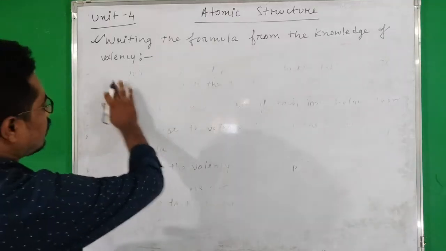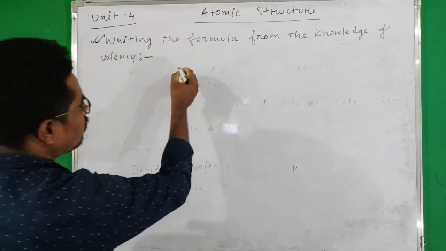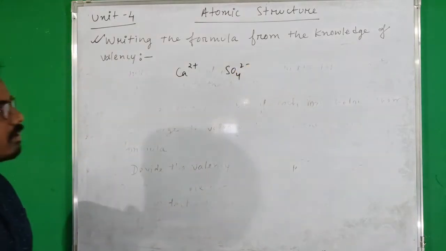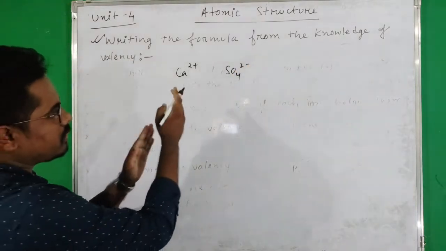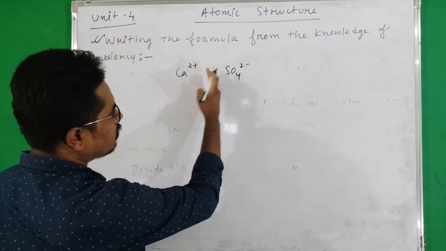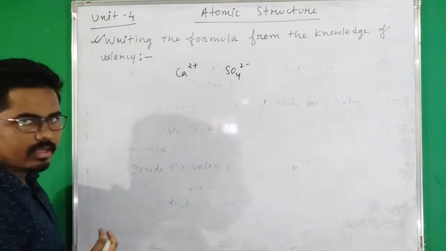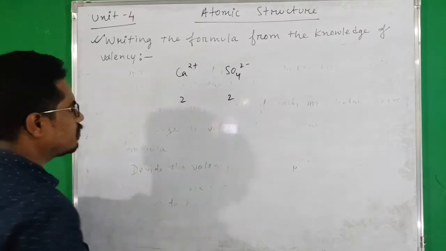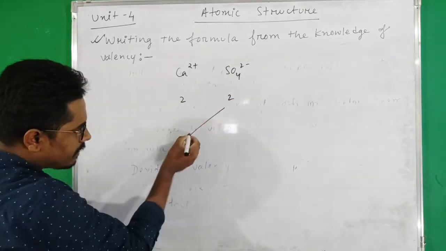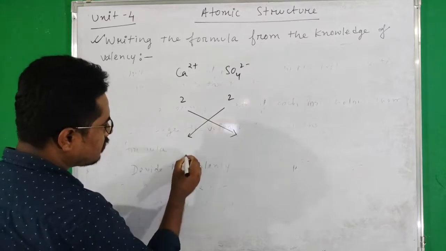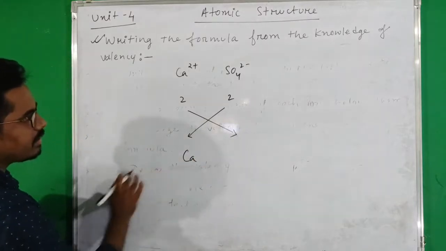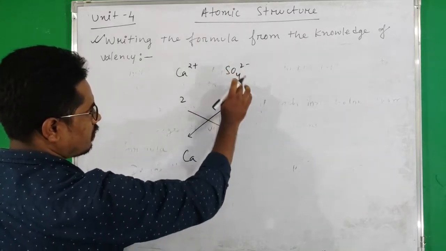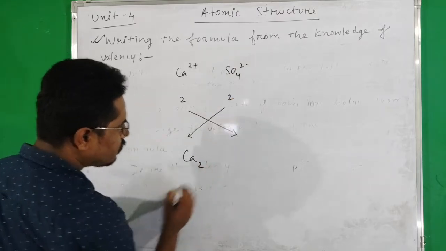Okay, now let's take example of the compound formed by Ca2+ and SO4 2-. So you have to write the positive ion to left and negative ion to right. After that, you have to put their valency number. Here the valency number is 2. Here the valency number is 2. Okay. Now you have to exchange their valencies. Calcium, the valency of sulfate. This one is sulfate. You already know, SO4 2-. The valency of sulfate is 2. You have to write 2 here.